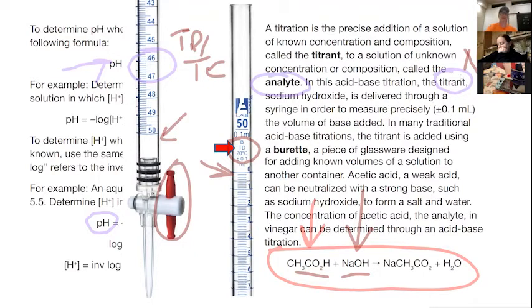So this particular piece of equipment is not designed to contain a certain volume, because we can fill it up to whatever volume we want and then measure what the volume was at the beginning and then at the end, and subtract the difference, and that's the volume it delivered. It is designed to deliver a very precise volume of titrant, and you can see here, plus or minus 0.1 milliliters. So you get very, very precise measurements.